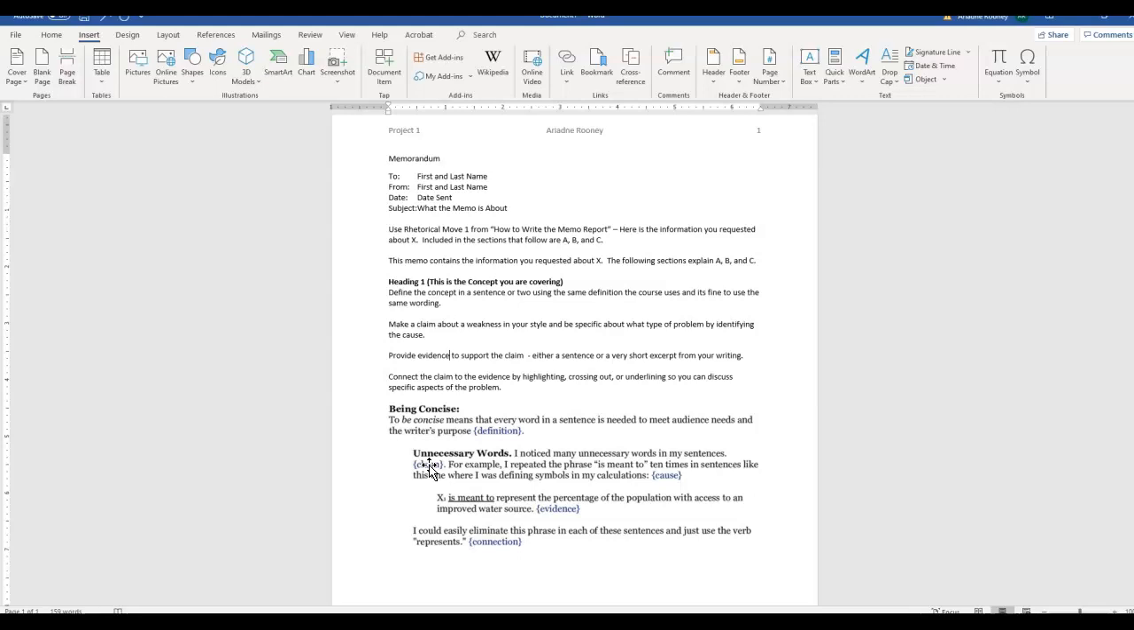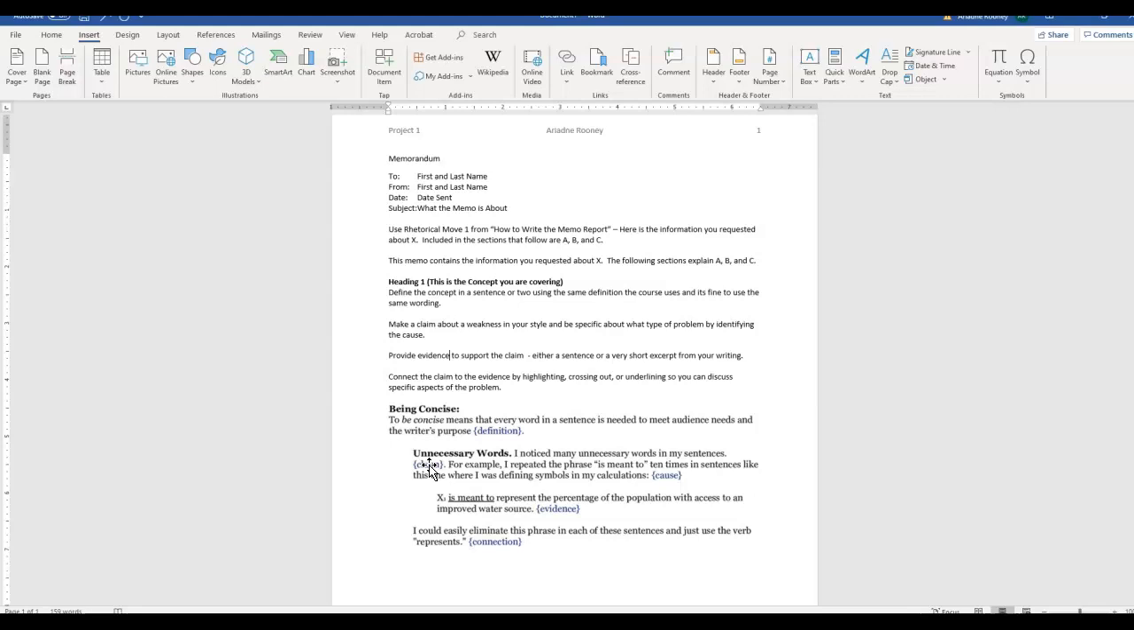And then you're going to make the connection. You're going to make it really clear. I could easily eliminate this phrase in each of these sentences and just use the verb represent. So you don't have to show each time you say is meant to. You could just have some evidence there. Show 1 time or show 2 times. So that's what it looks like in practice.